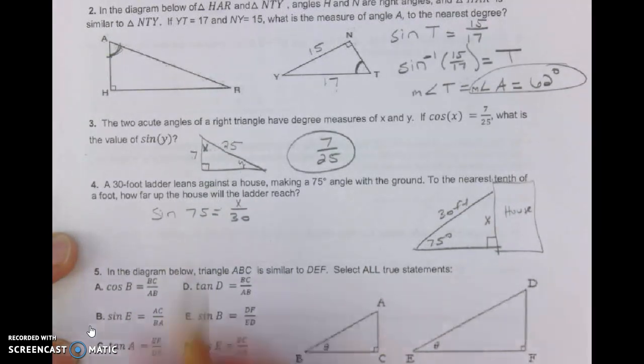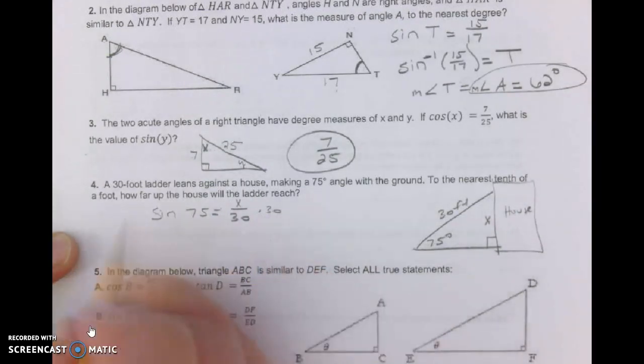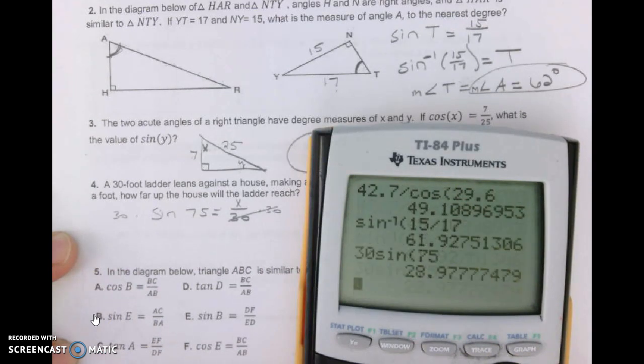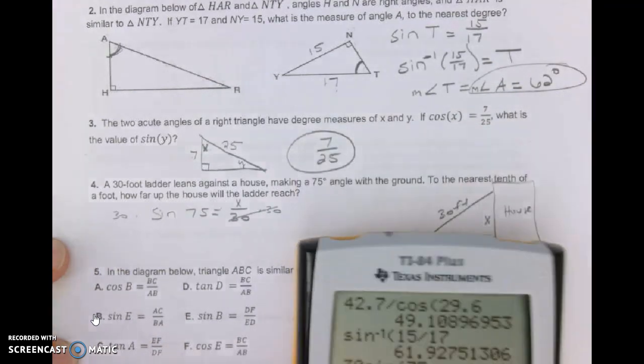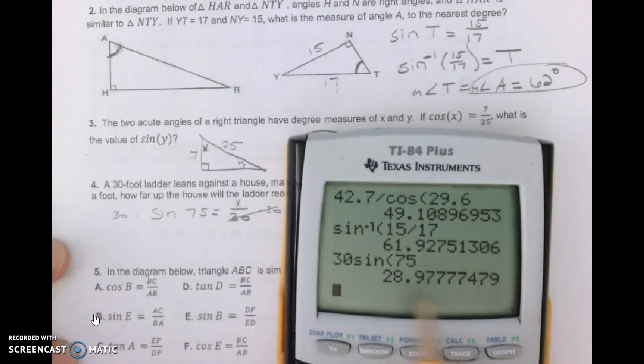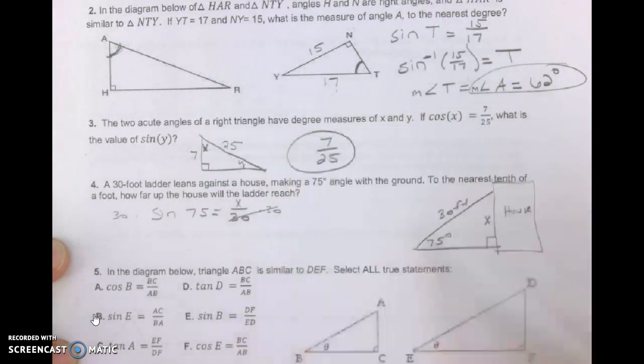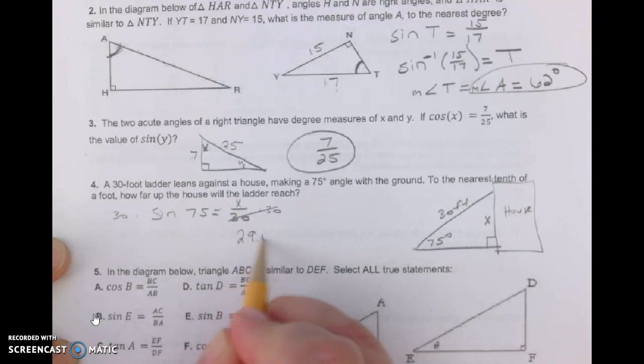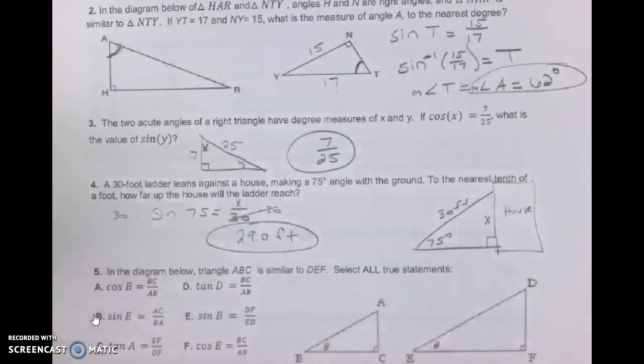Once I've set my equation up, in order to solve it, I'm going to multiply both sides by 30, and I get 30 sine 75, which is 28.9777. They told me to round to the nearest tenth of a foot, so the 7 would round the 9 up to a 0, which rounds the feet up to 29.0 feet. So that's how tall the ladder reaches on the house.